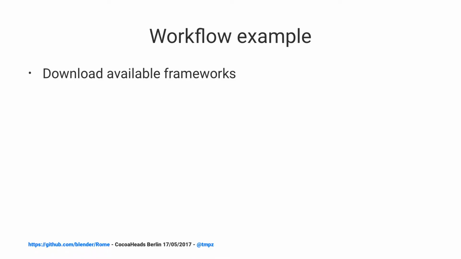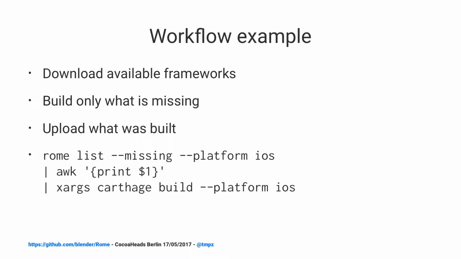So here's a workflow example of how to use this to be more productive and to reduce your build times. So what you would do is you would say, okay, Rome, download everything that I need. So you launch Rome download. You will build only what you're missing, and upload what you have just built as well. So please list the things that are missing for my current build for platform iOS. This just extracts the first parameter name, which is the name of the framework that is missing. This is piped to Carthage, so that Carthage would just build that one dependency. And this is very powerful because in combination with the version files that I mentioned before, it won't rebuild the entire dependency tree, but just the particular framework that you're missing.